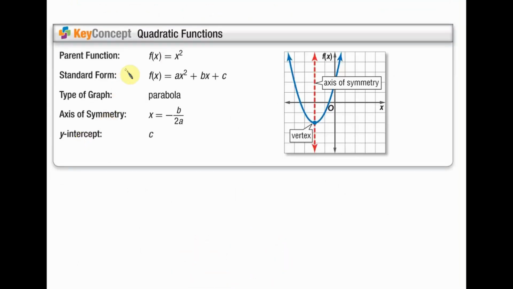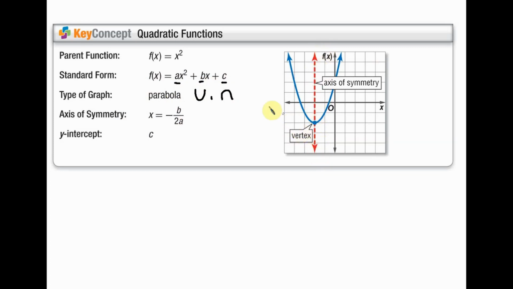In summary, the parent function of quadratic functions is y is equal to x squared. The standard form was the basic form where y is equal to ax squared plus bx plus c. This will be important for you to find which number represents a, b, or c. When you are graphing them, they will always form a parabola, either U-shape or the opposite of a U-shape. In order to find the axis of symmetry, if you have a graph, it will be easier because you just need to find where they are cut in half.